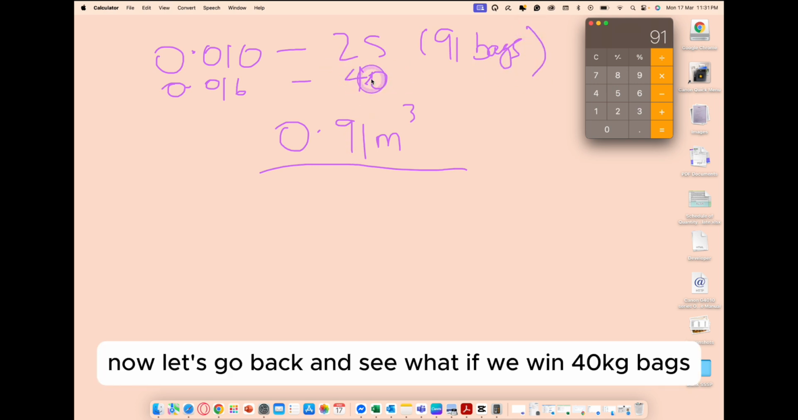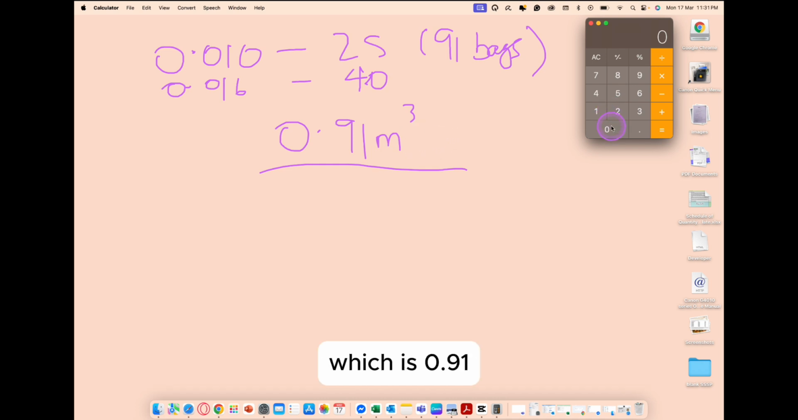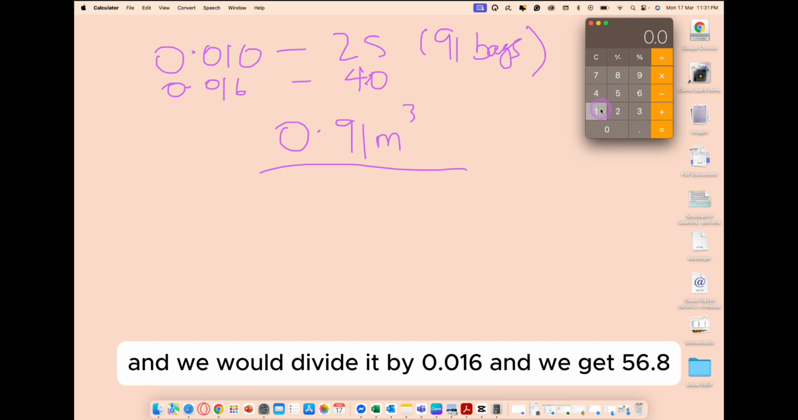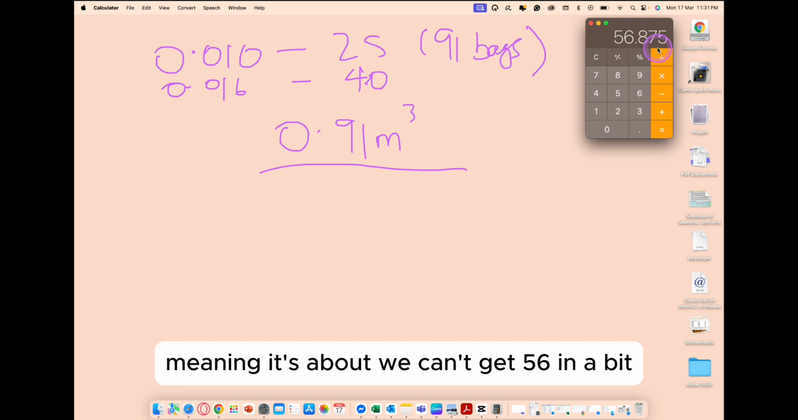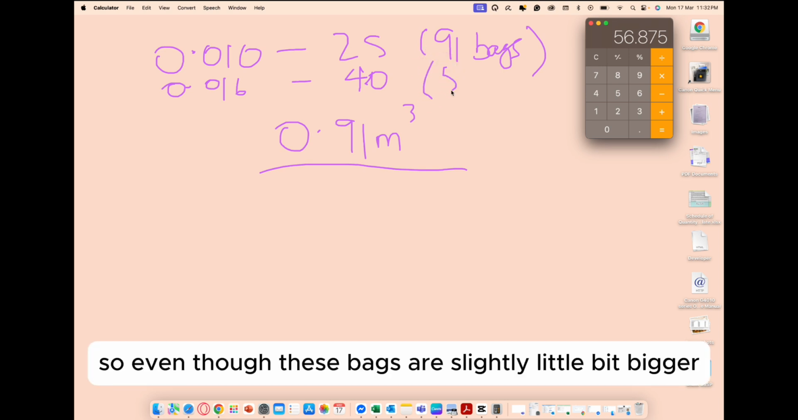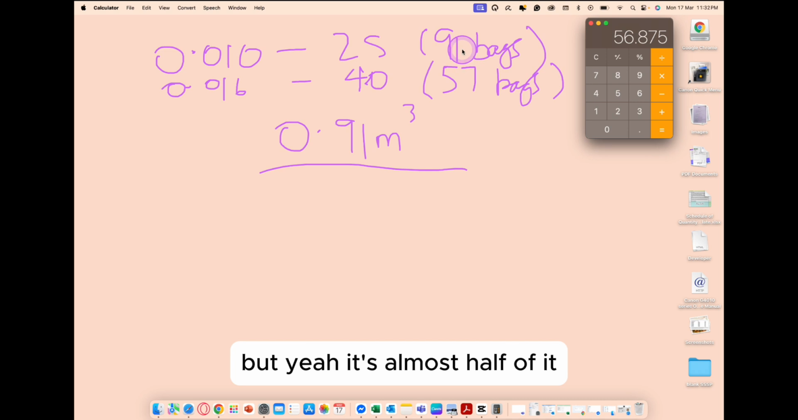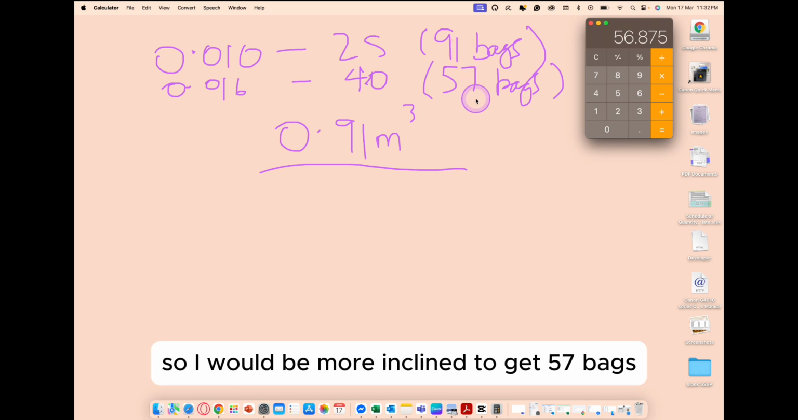Now, let's go back and see what if we went with 40 kg bags. We would take the total volume of the concrete altogether, which is 0.91, and we would divide it by 0.016, and we get 56.8, meaning we can't get 56.8 bags, so we would get 57 bags. So even though these bags are slightly bigger, it's almost half of that. So I would be more inclined to get 57 bags.